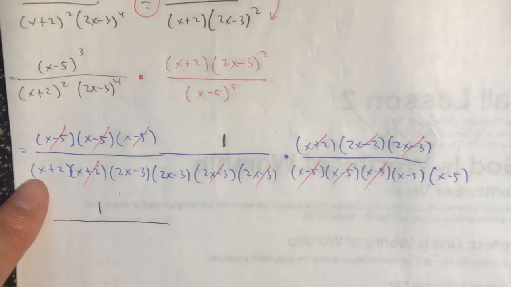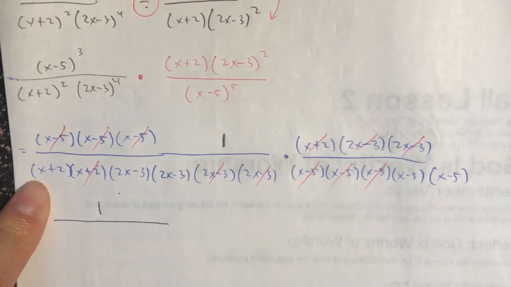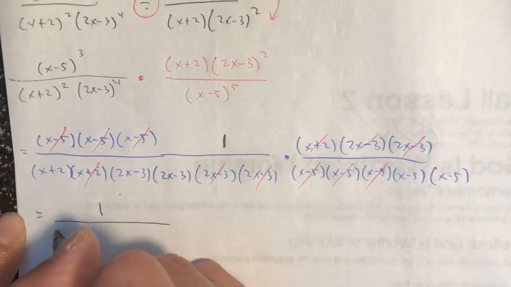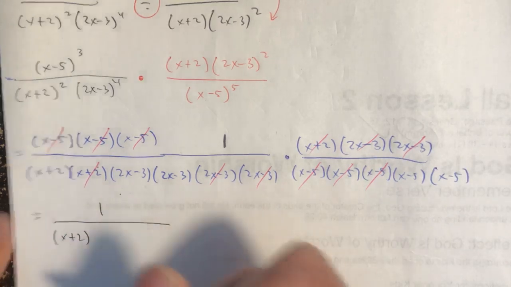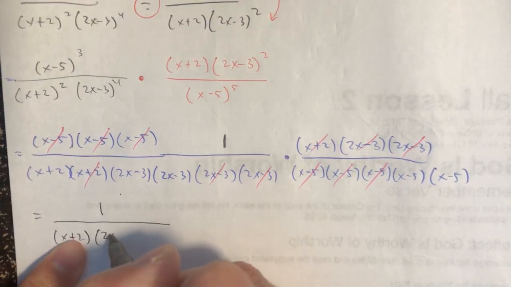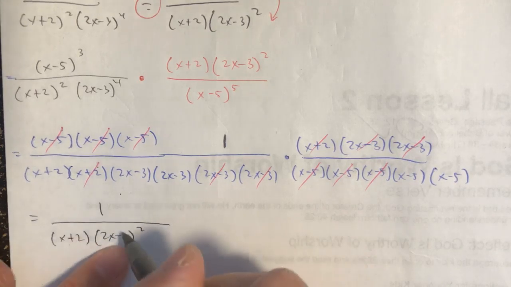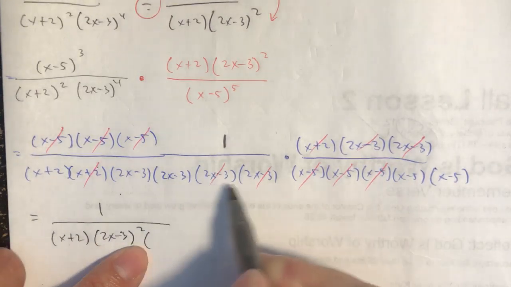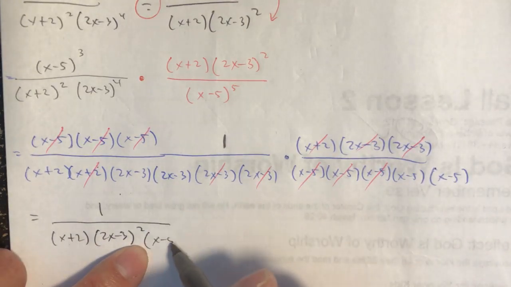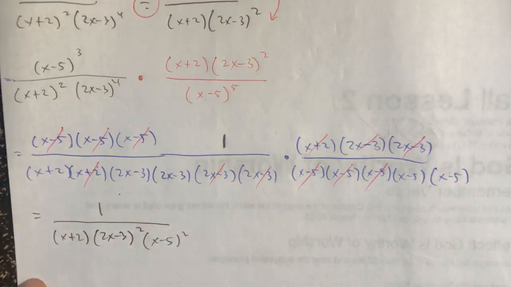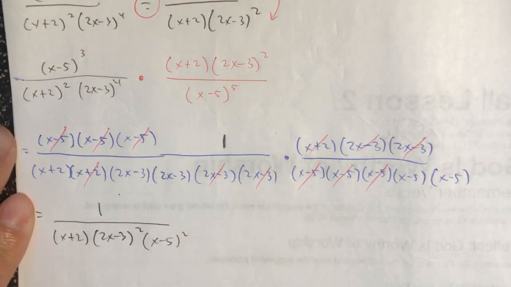Let's look at what we have left in the denominator, and you can put it back together. I think it looks cleaner. x plus 2, you have 2 of those, 2x minus 3 squared, and x minus 5 squared. Okay, so how did that work?